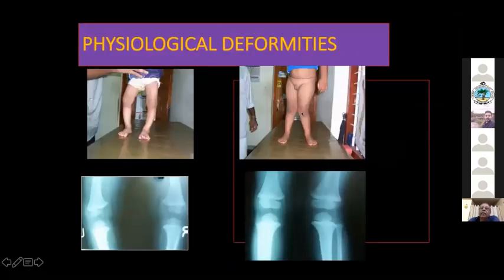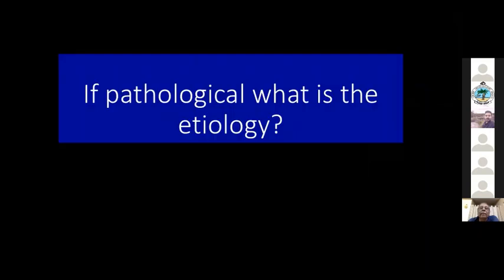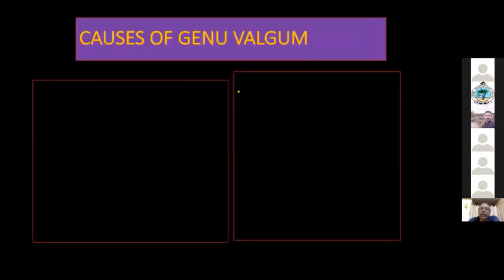So physiological genu valgum and physiological genu varum are usually seen. Genu varum is seen below 2 years, and from the age of 3 to 6 years, you get this physiological genu valgum. Second, what if it is pathological? What is the etiology? You have to say etiology.